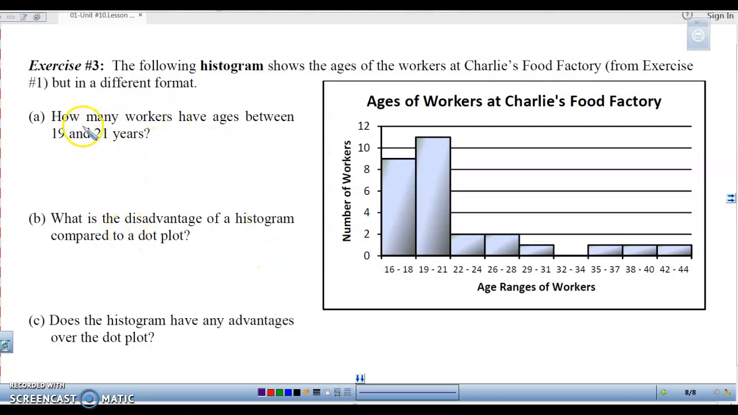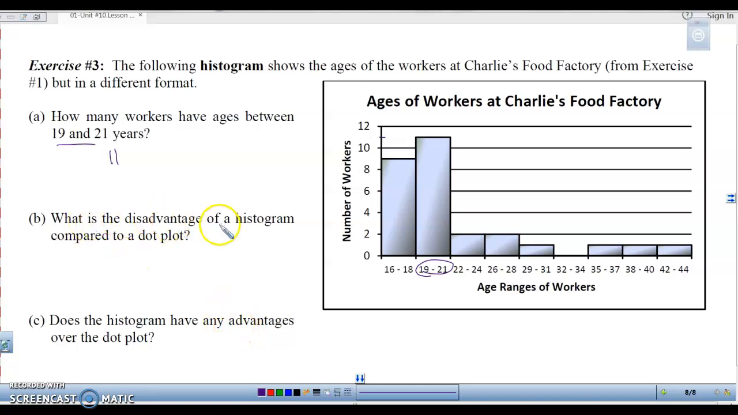So in this one, how many workers have ages between 19 and 21 years? Well, what we'd have to do is find the range 19 to 21, which would be this column right here, 19 to 21, and we want to count that up. So how many workers would that fall in? Well, this histogram goes up to be right here, which would be 11. So there should be 11 workers that are between 19 and 21.